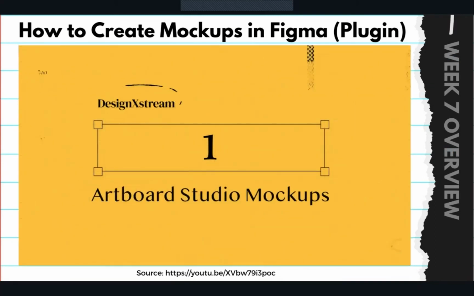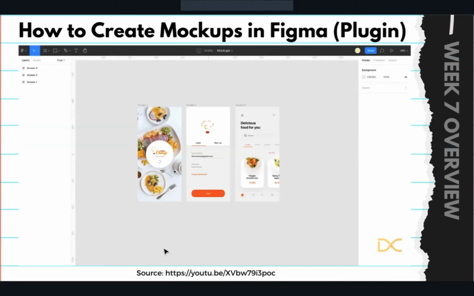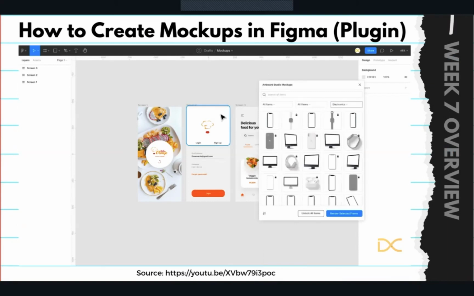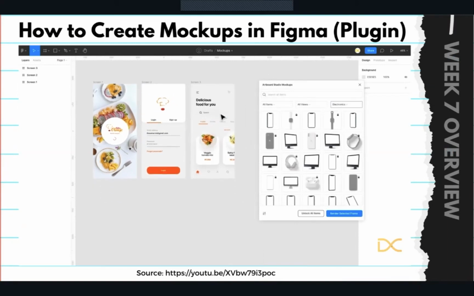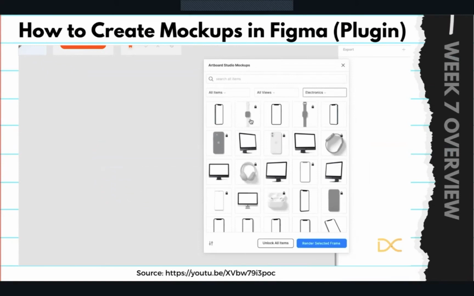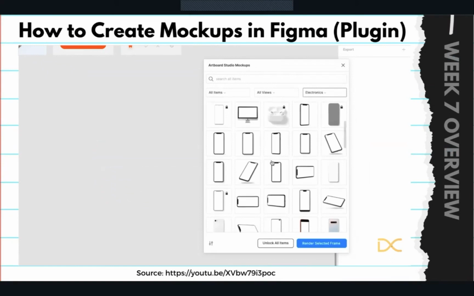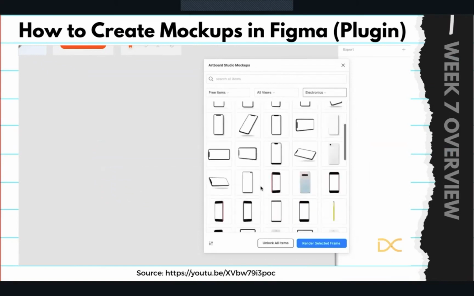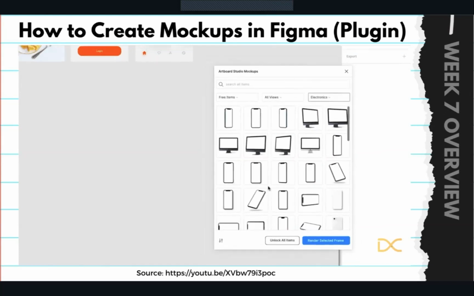So starting off with the first one, which is Artboard Studio Mockups. I've already installed it, so I have it right away in my plugins. So as you can see, this is Artboard Studio Mockups. Don't worry, I'll be giving all these plugin links in the description below. You can just go ahead and install it. And as you can see, if you purchase their premium version, you get these locked items unlocked. But in the free version itself, you have a lot of amazing devices here. So if you want to filter it, just go to all items and click on free items. And as you can see, these are some great mockup devices.